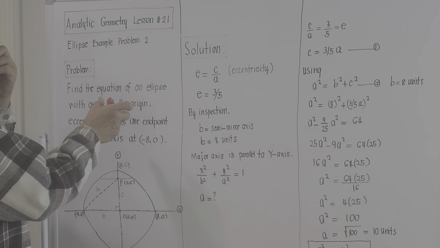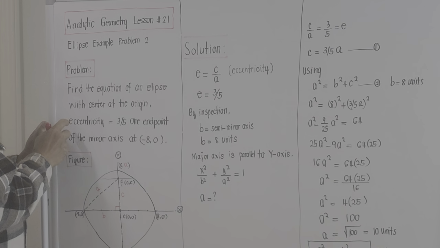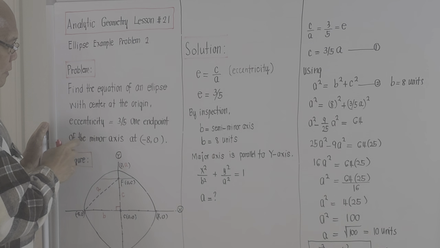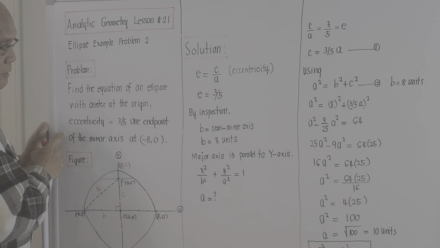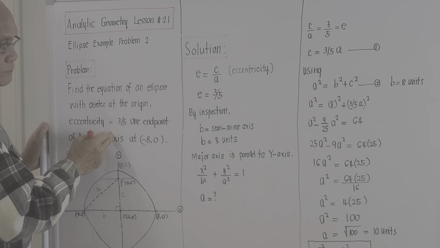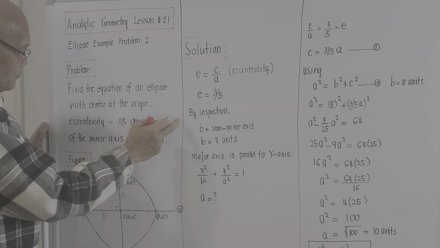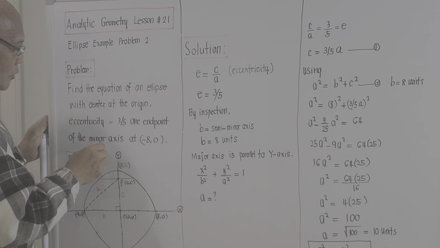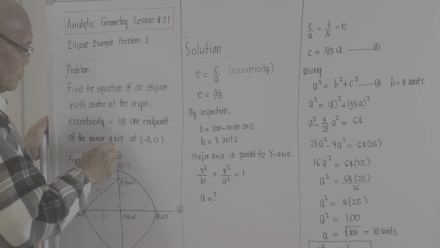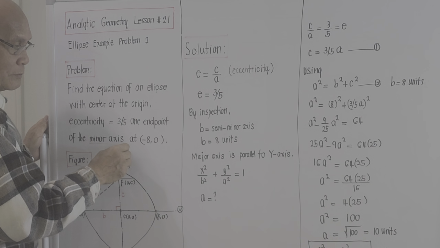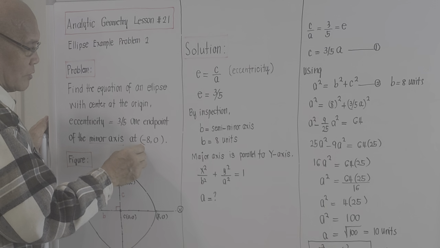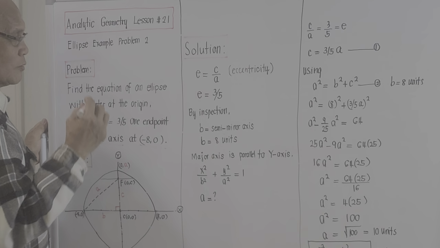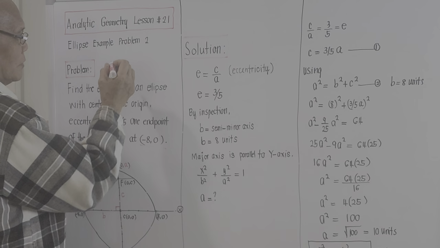Find the equation of an ellipse with center at the origin. Eccentricity is equal to 3/5. One end point of the minor axis, the smaller one, the shorter one, is at the location -8 and 0. The problem is asking what will be the equation.